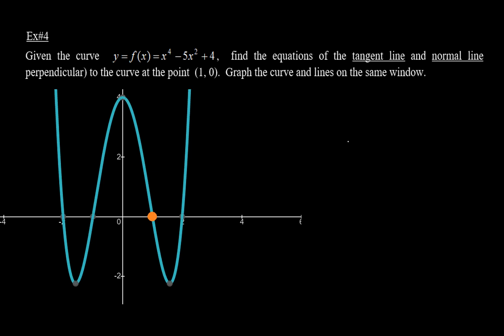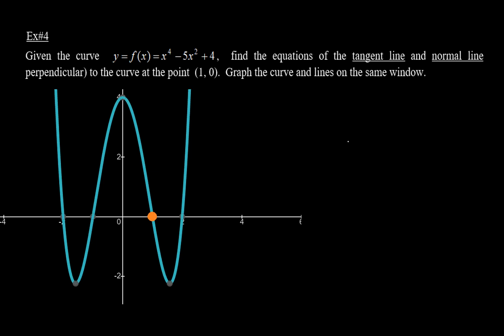Okay, so let's use this like we would have done for a problem in a previous section. So here I've got this curve, f of x, which is x to the 4 minus 5x squared plus 4. And they want me to find the equations of the tangent line and the normal line, which is perpendicular to the curve at point 1, 0.